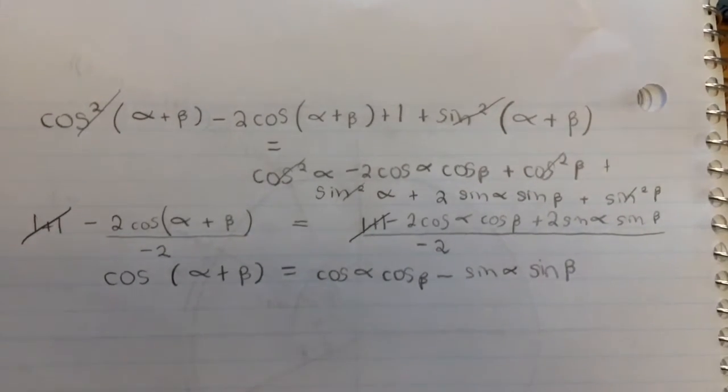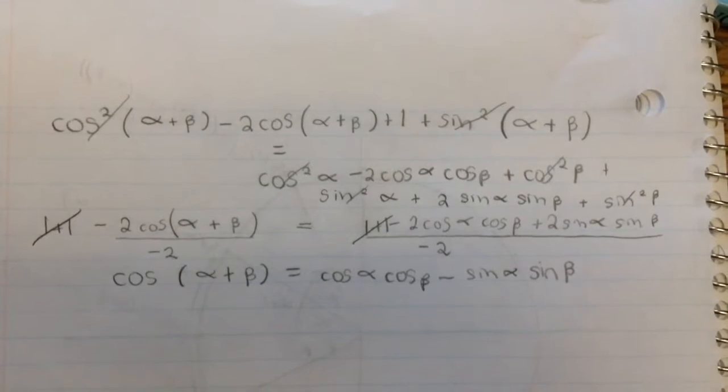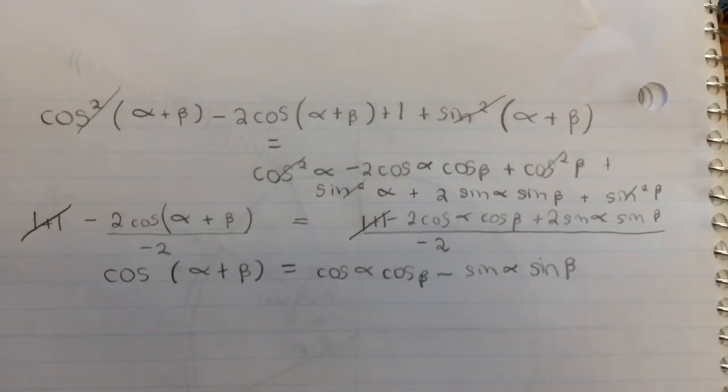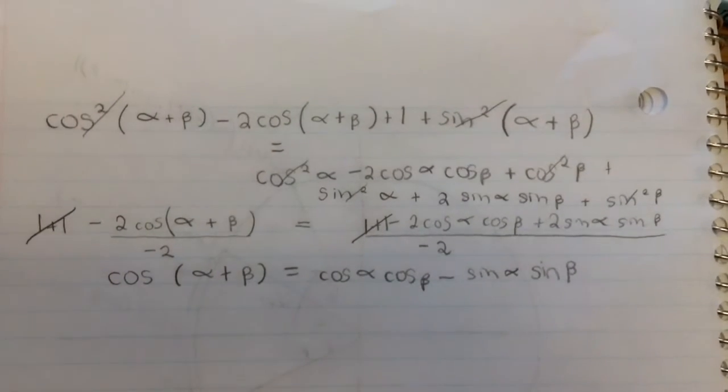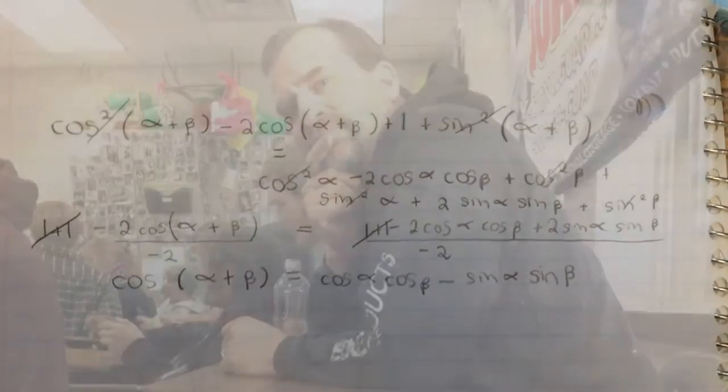You might be questioning where we got this. It's simple, just distribute. These numbers will cancel out for each other, which will then leave us with cosine alpha plus beta equals cosine alpha cosine beta minus sine alpha sine beta. Now it's time for a practical problem.